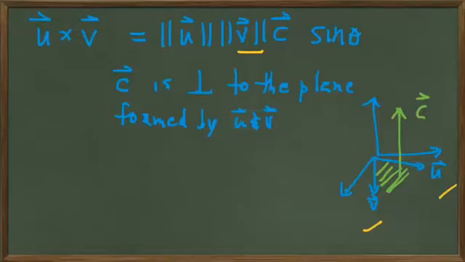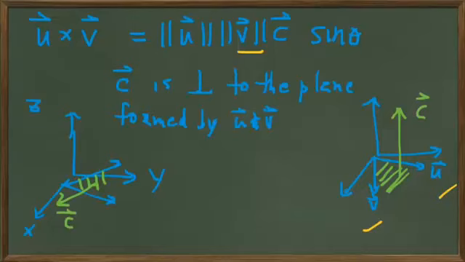The u and v vectors do not have to be in the xy plane, though, so we could have a different type of vector c like this. So the u and v could be here and here, and the perpendicular plane could be pointing sort of up and to the left rather than straight up, such as this vector c right here is.